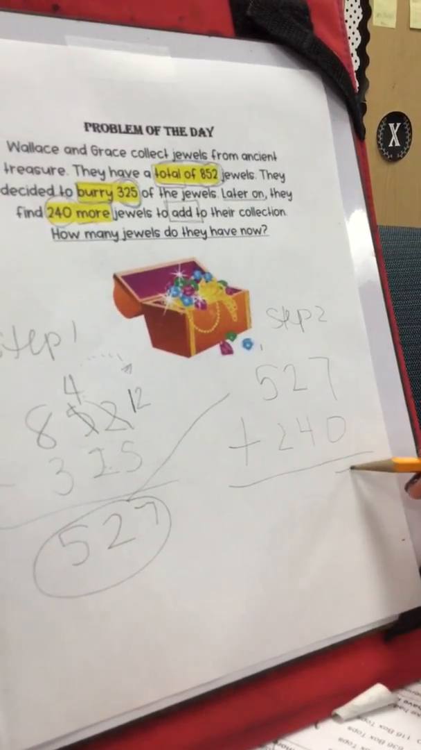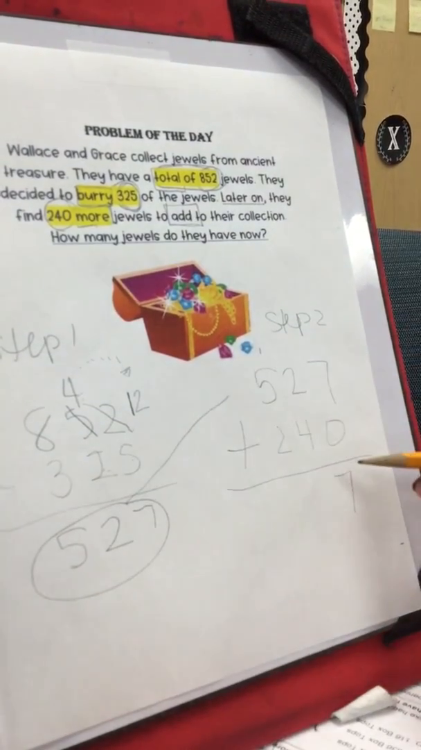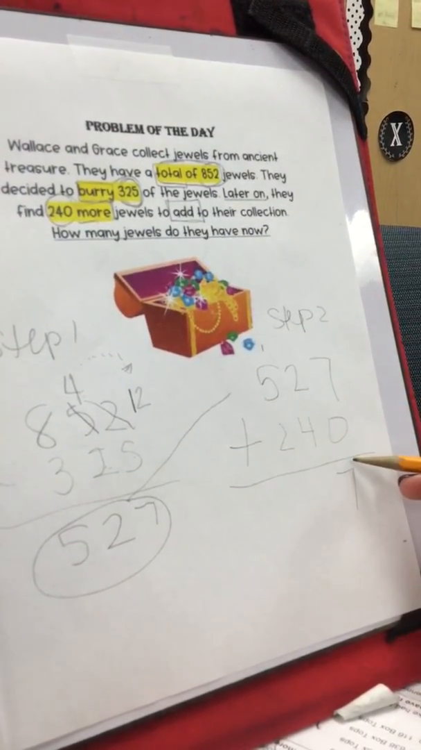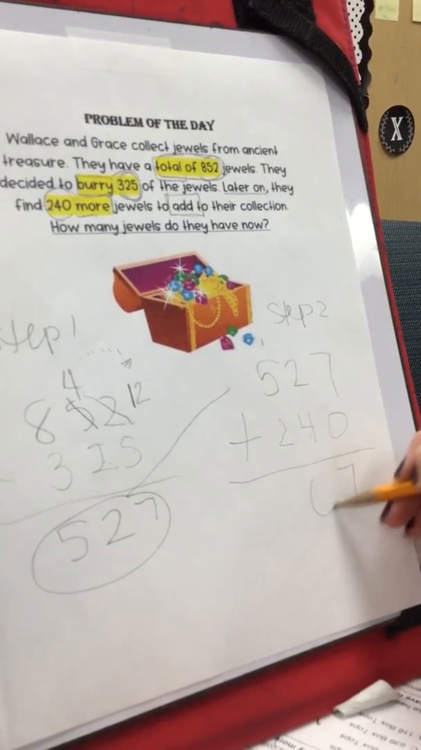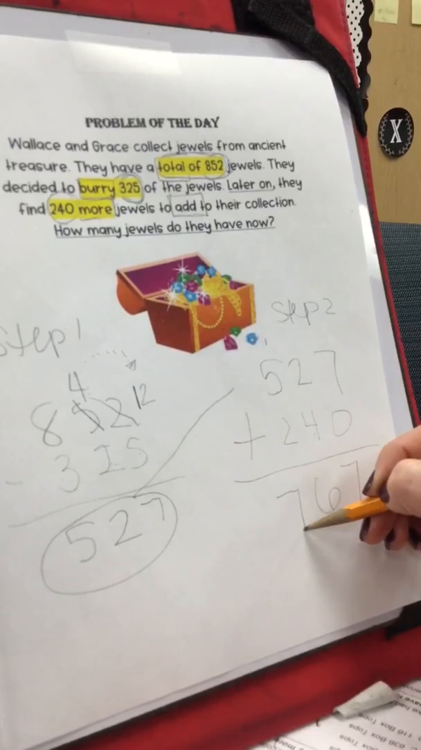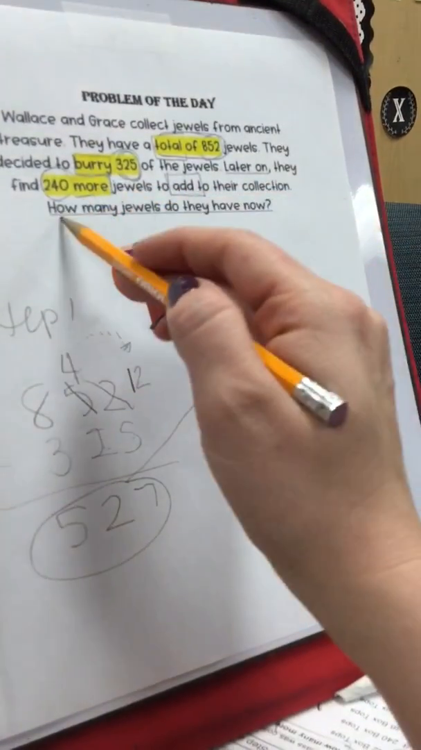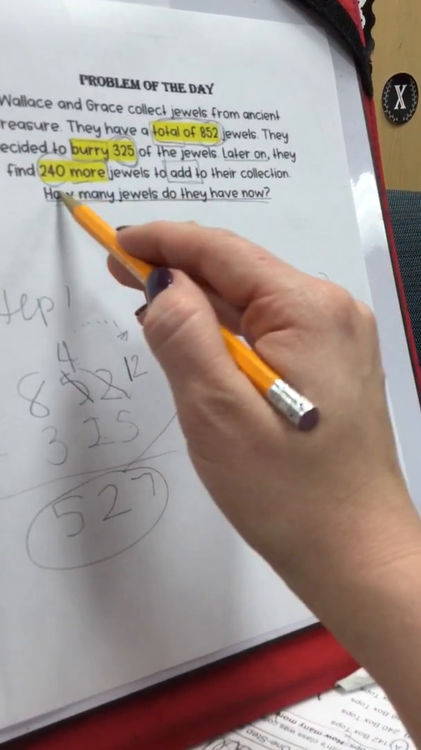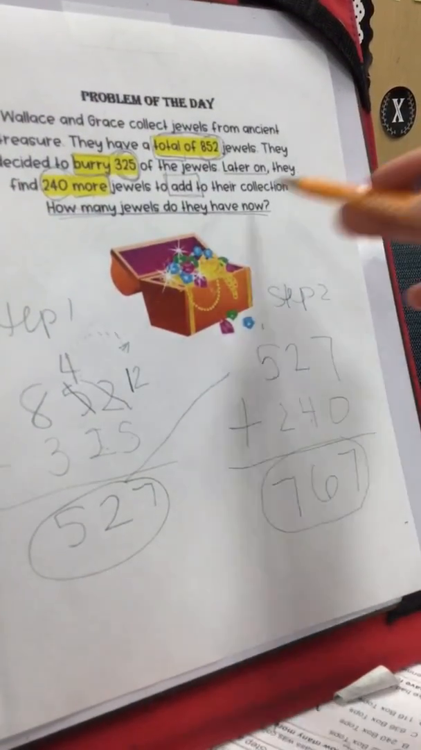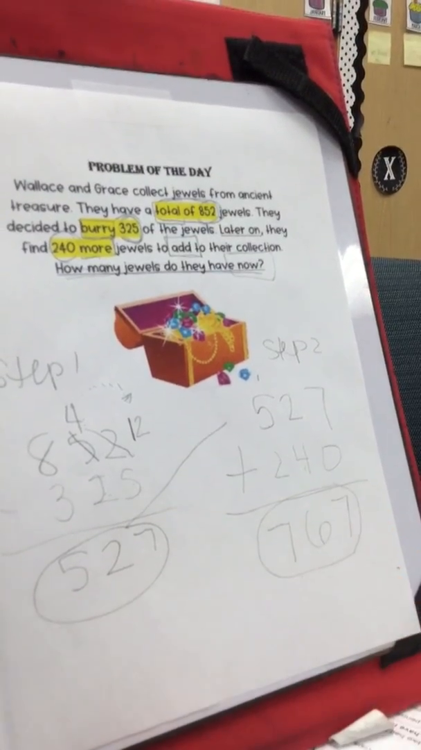7 plus 0 is 7. We always teach the students that no matter if it is subtraction or addition, you are starting in the ones place. And 2 plus 4 is 6, and 5 plus 2 is 7. Therefore, the total of jewels that they have now, notice that question is underlined, how many jewels do they have now, is 767 jewels.